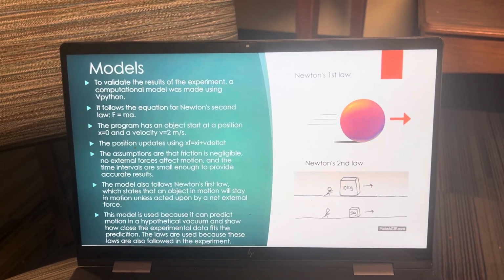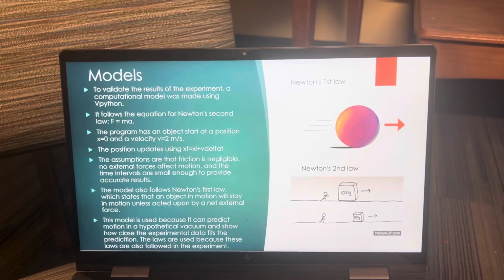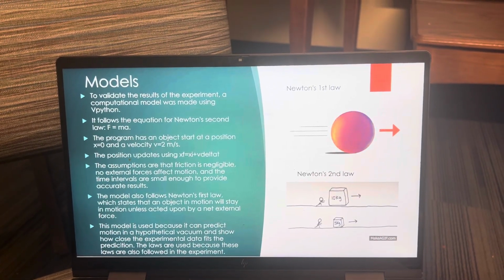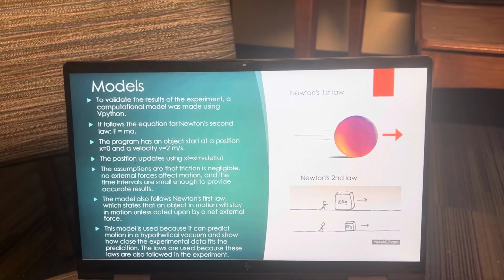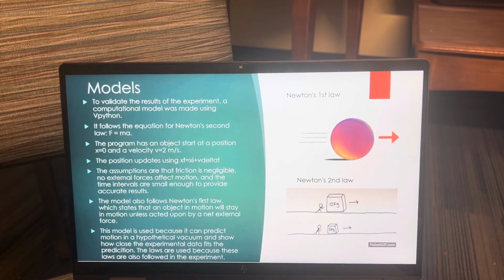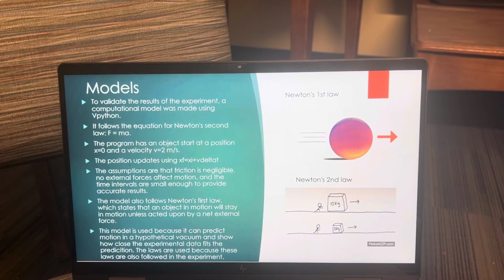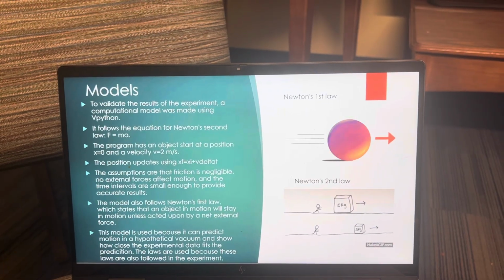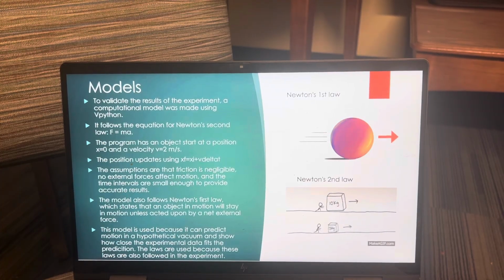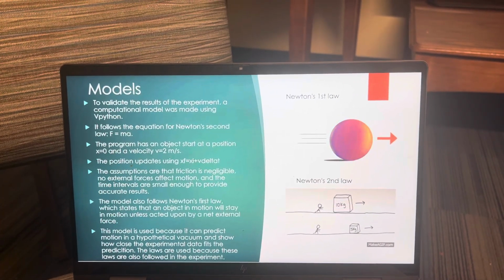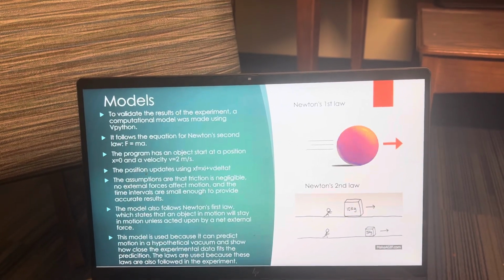The model also follows Newton's first law, which again states that an object in motion will stay in motion, and an object at rest will stay at rest unless acted upon by a net external force. This model is used because it can predict motion in a hypothetical vacuum, and it shows how close the experimental data fits the prediction. The laws are used because these laws are also followed in the experiment. And so these two animations show Newton's first and second law, with the first animation showing the ball rolling and not stopping because no net external force is acting upon it.